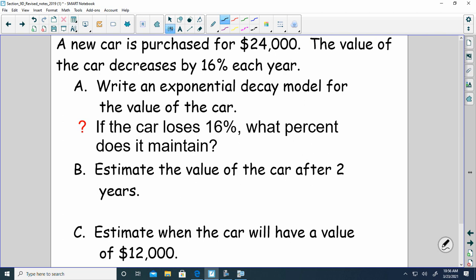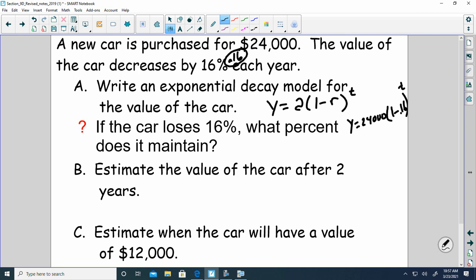Okay, a new car is purchased for $24,000. The value of the car decreases by 16% per year, so that's 0.16. Write an expression for the decay of the value of the car. So y equals a times 1 minus r raised to the t. So I'm going to get y equals 24,000 times 1 minus 0.16 raised to the t.